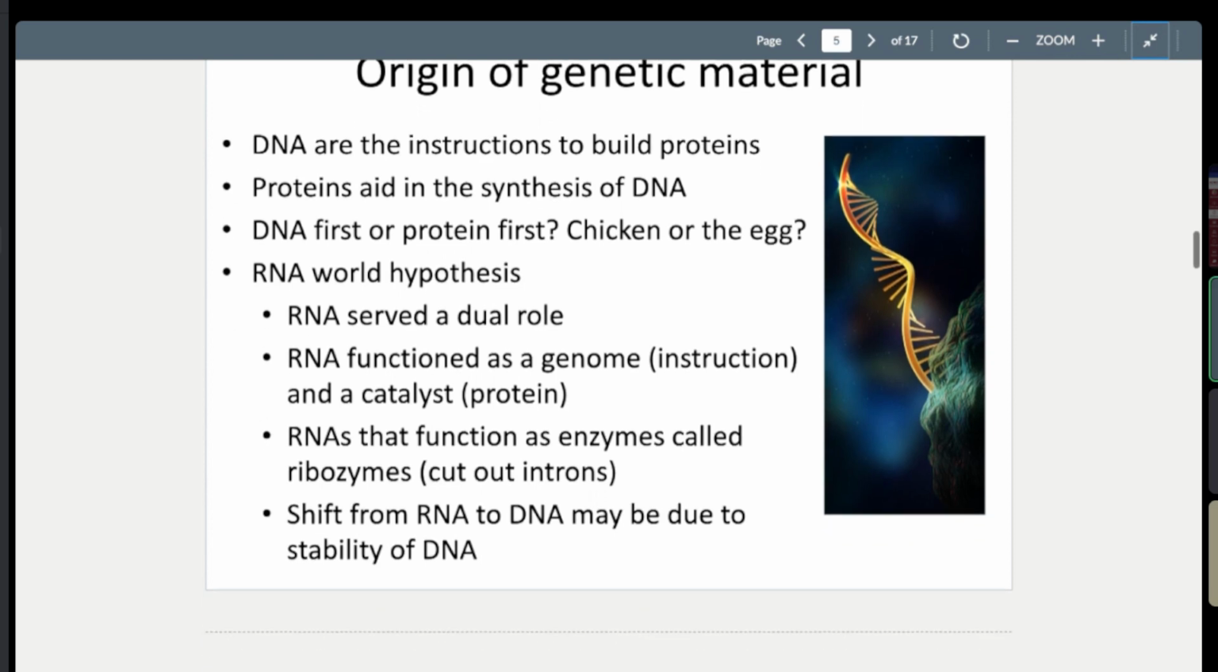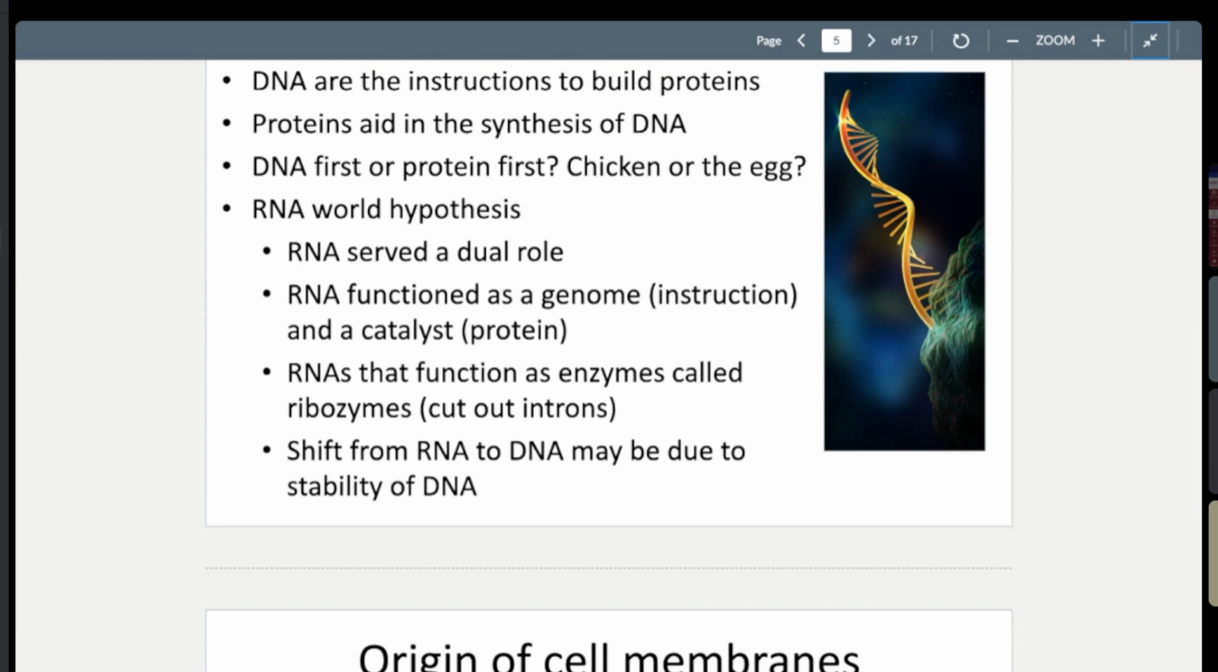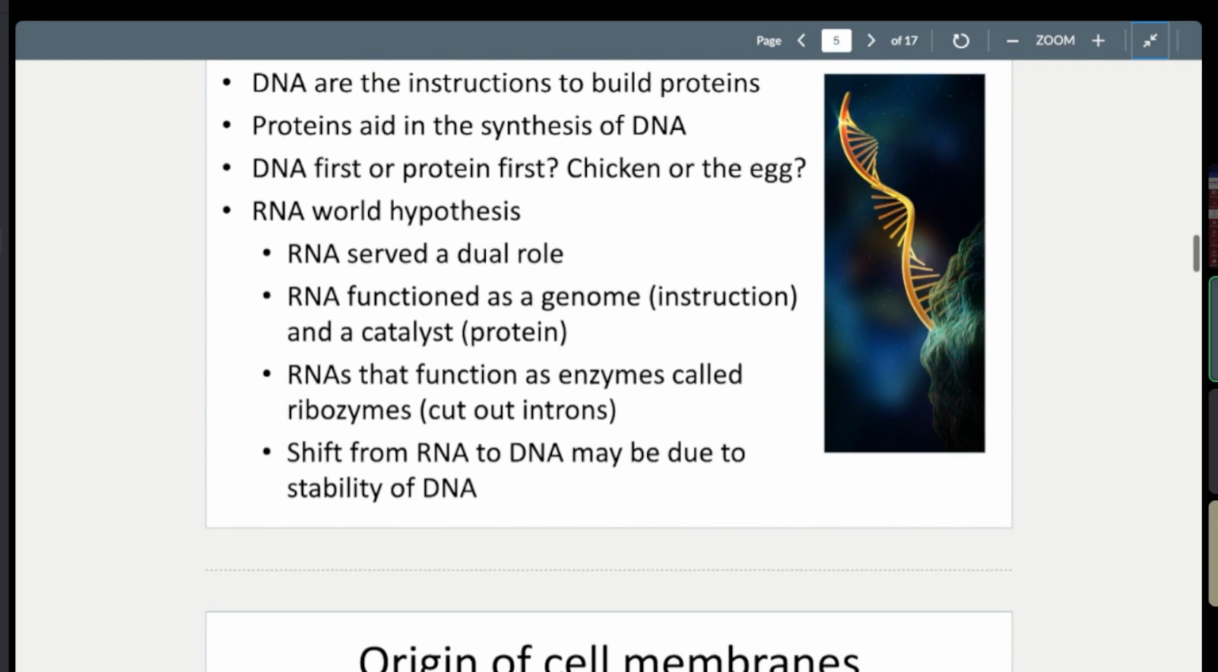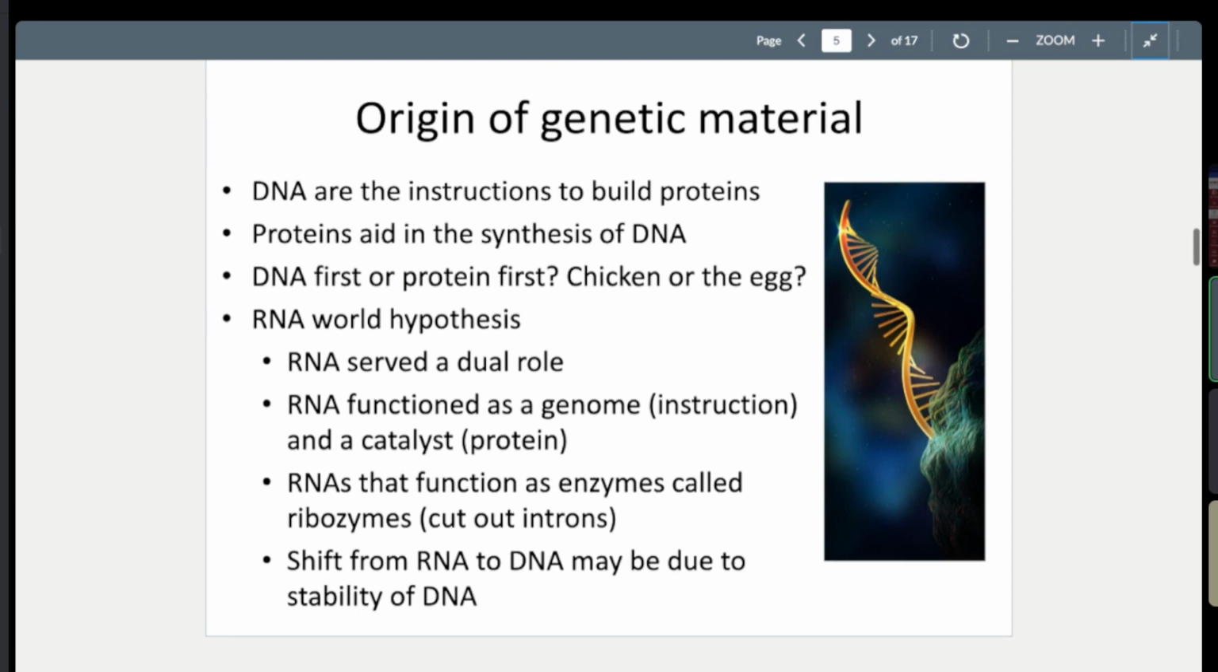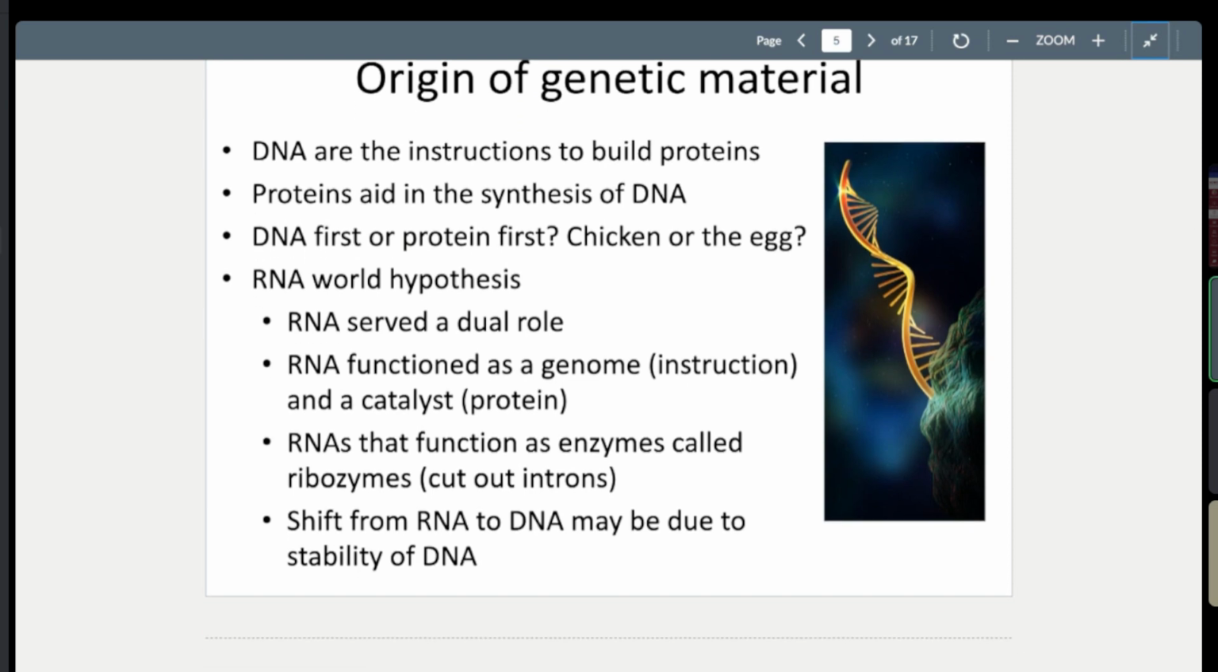So we reason that we have the RNA world hypothesis. This serves a dual role. RNA functions as a genome and a catalyst, and it functions as enzymes called ribozymes that cut out introns. The shift from RNA to DNA was maybe due to the stability of DNA. So they proposed that RNA was the building block of everything because it was the first genome and the catalyst, and as evolution continued, it shifted from RNA to DNA because it was more stable.